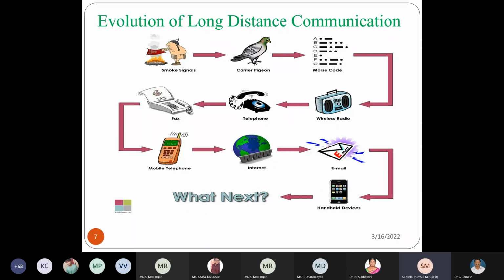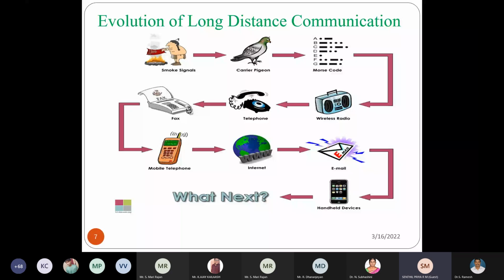As we know, communication is sharing information from one place to another. We use a lot of modulation methods. In analog, we used amplitude modulation and frequency modulation. In digital systems, we went for ASK, PSK, FSK. Likewise, we had a lot of modulation systems. Why we use modulation is that we are going to communicate signals over long distance. We mix a carrier signal to carry our information safely, and we transfer the information over long distance. So this is the evolution of long distance communication.